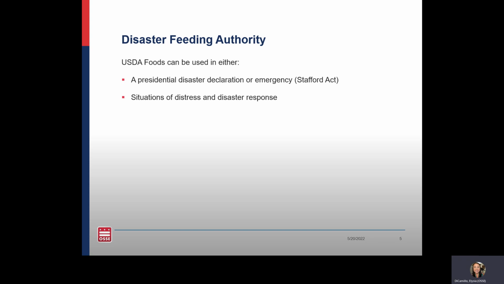If the President approves a state's request and issues a disaster declaration, then the state has the authority to release USDA foods inventory to disaster relief agencies to feed survivors at shelters and other mass feeding sites.